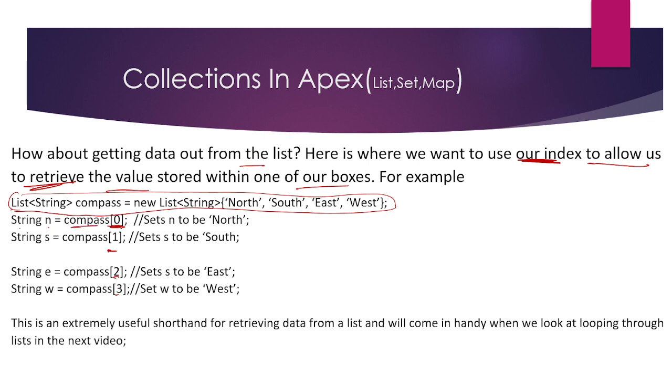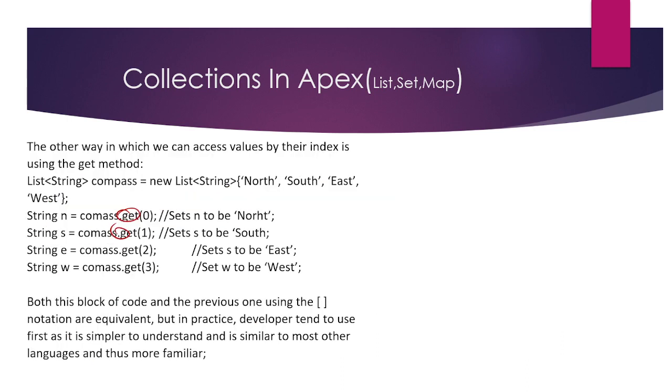String n = compass[0]: the value at the 0 index will come in n, at the 1 index it comes in s, at the 2 index it comes in e, and at the 3rd index it is stored in w. This is an extremely useful shorthand for retrieving data from a list, and it will come in handy when we look at looping through lists in the next videos. I will teach you how to loop on a list.